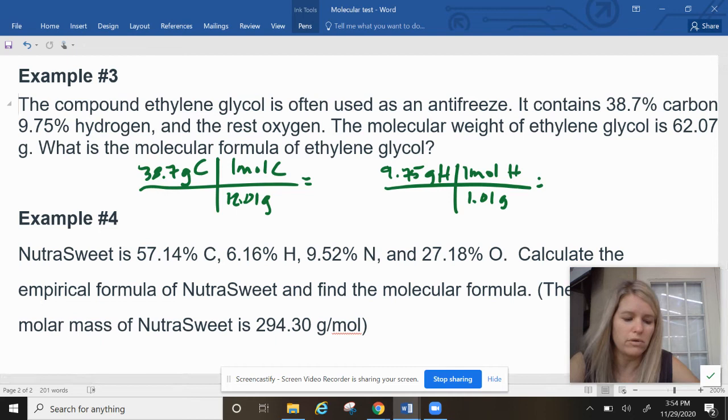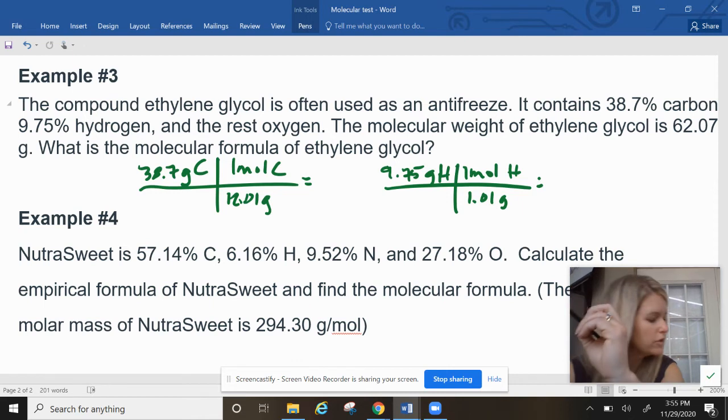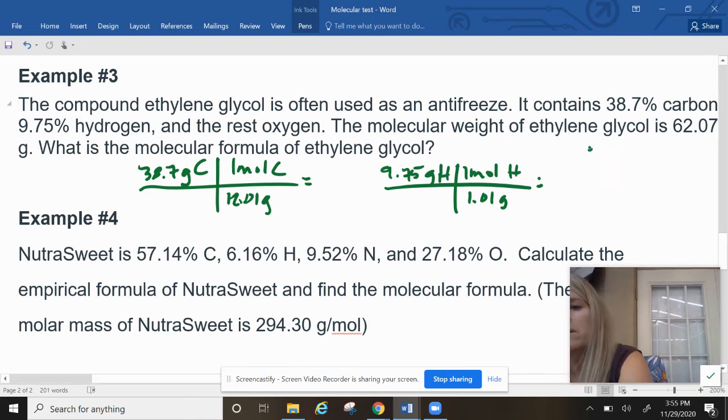So we can do 100 minus 38.7 plus 9.75. And that's going to get us 51.55. So 51.55 grams, the rest is oxygen. Okay, so again, the first step is to change to moles.